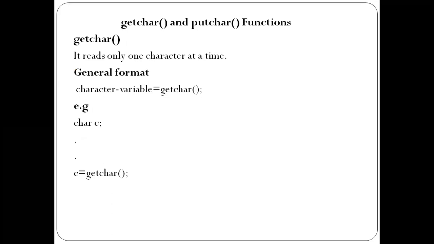Here, once again, getchar and putchar functions. These are two important string functions. getchar reads only one character at a time. The general format is a character variable, which can be C, ch, a name, anything we want to take, equal to getchar. Example, char c; I am defining char as the data type and c as the variable, and c equals getchar. The getchar assigns its value to the variable c.